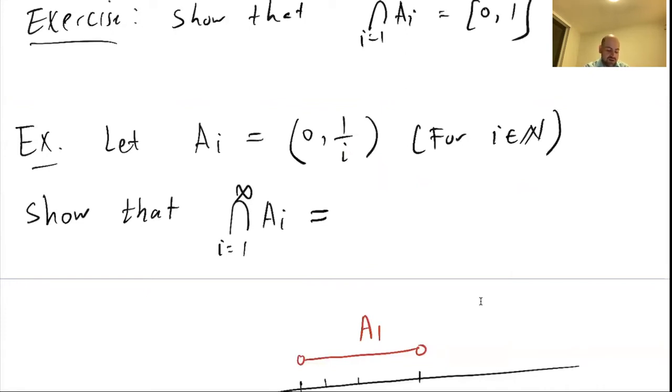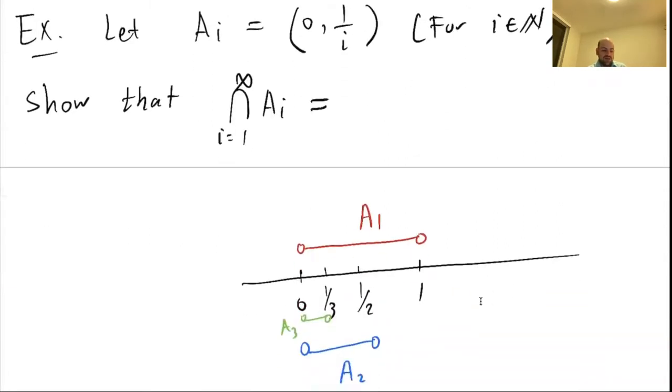by definition. Yes, if it was the closed interval 0 to 1 over i, then the intersection would be 0, just the number 0. But because even 0 is not included in any of the Ai's, therefore in the intersection I will have nothing left, and the answer will be the empty set.